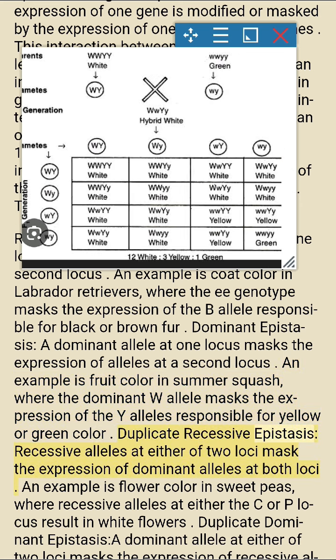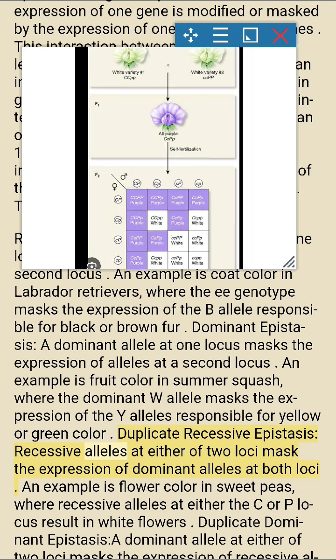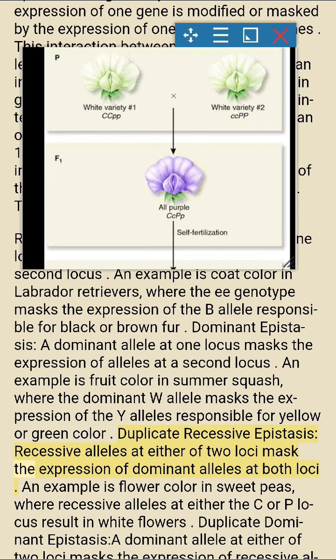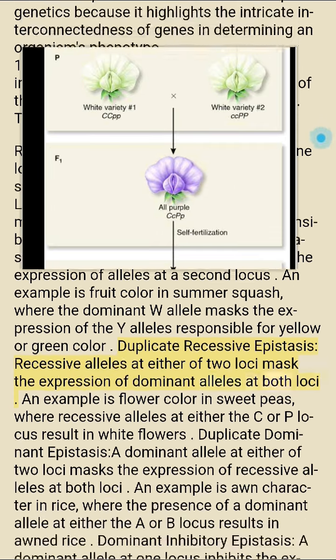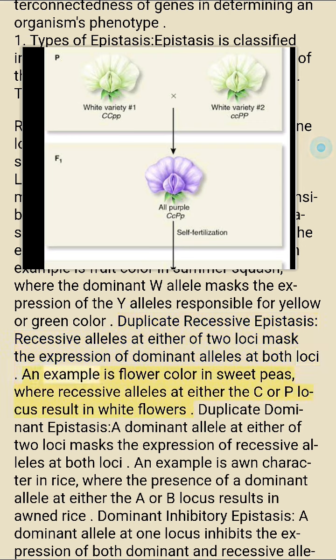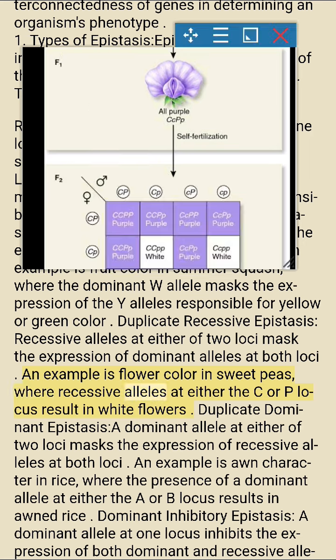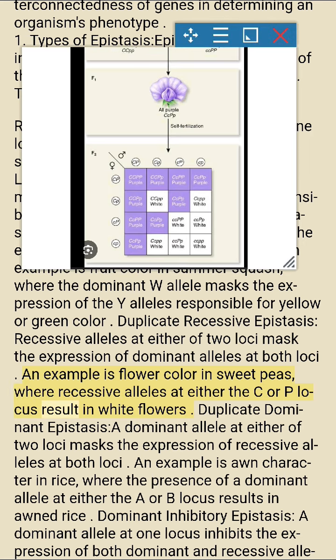Duplicate recessive epistasis. Recessive alleles at either of two loci mask the expression of dominant alleles at both loci. An example is flower color in sweet peas, where recessive alleles at either the C or P locus result in white flowers. Duplicate dominant epistasis.